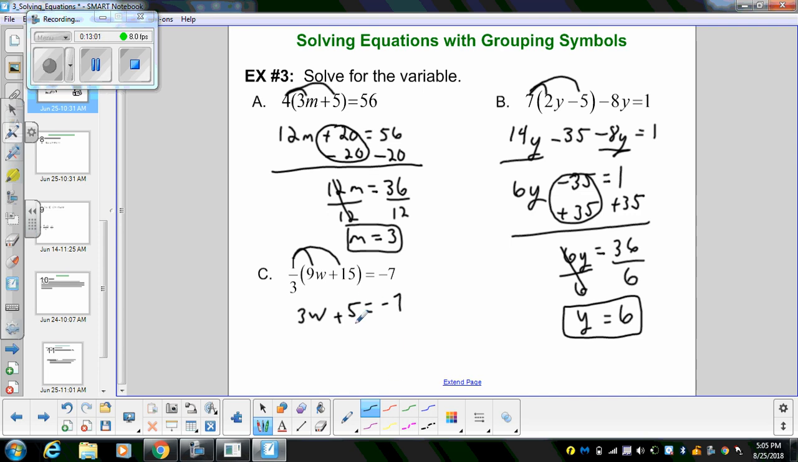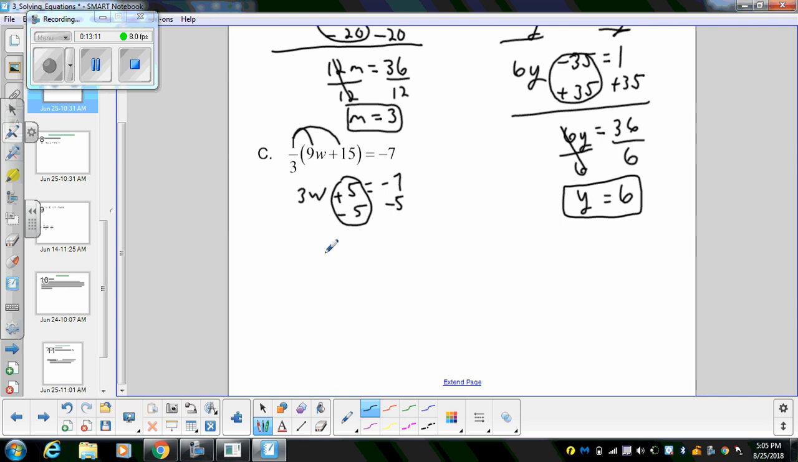Now I'm ready to go through my steps. Get rid of my constant, so the inverse of adding 5 is subtracting 5. And so it gives me 3w. Negative 7 minus 5, going down, that's going to be a larger negative, so it's negative 12. And then to get rid of my coefficient, I'm going to divide by 3. So negative 12 divided by 3 is negative 4. There you go.